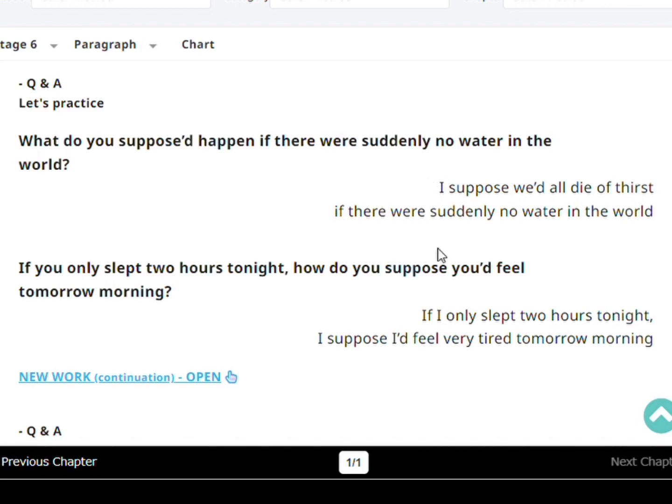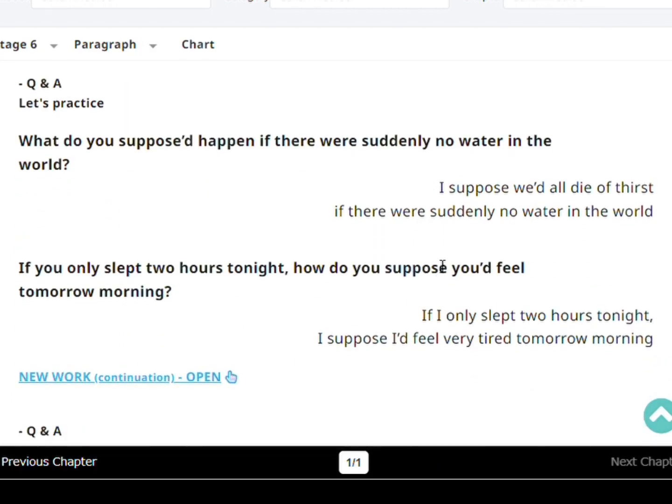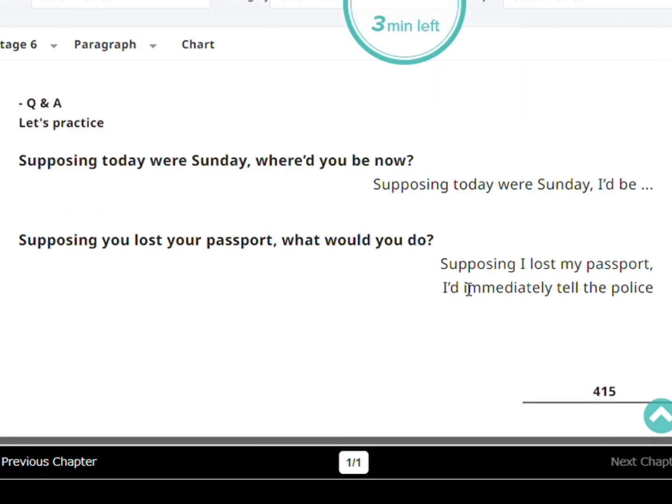And if you only slept 2 hours a night, how do you suppose you will feel tomorrow morning? If I only slept 2 hours tonight, I suppose I'd feel very tired tomorrow morning. And supposing today were Sunday, where would you be now?